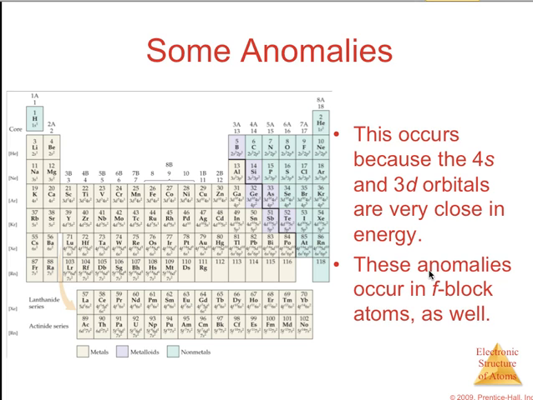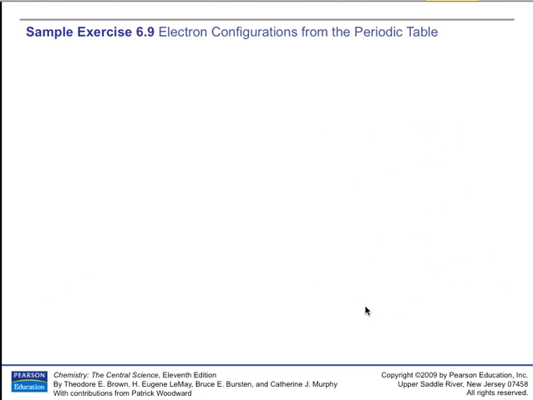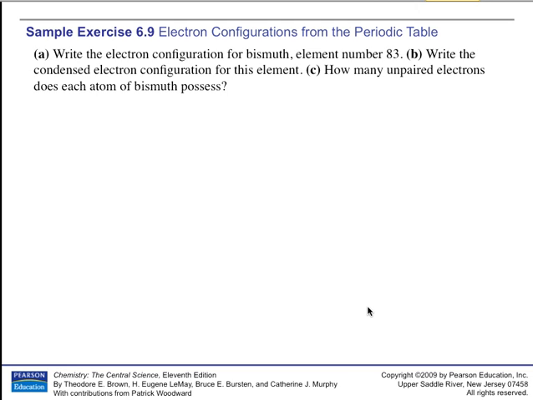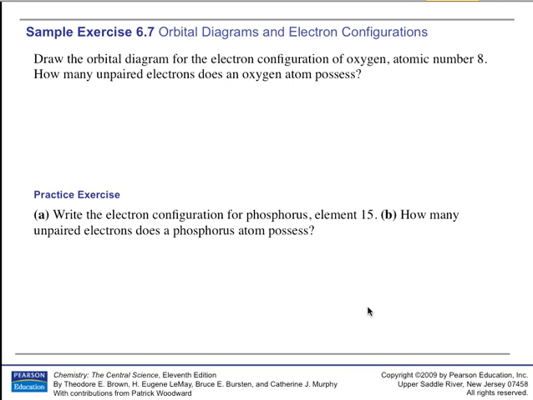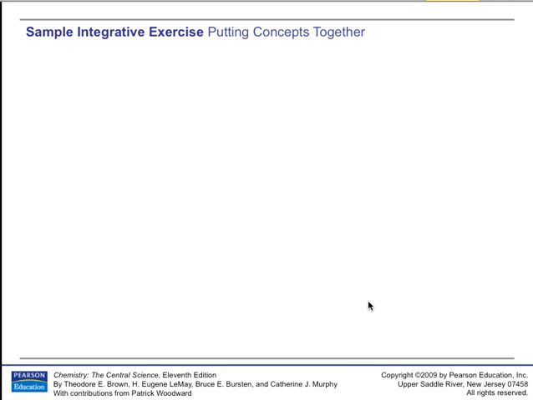Those same types of anomalies will occur in the f block atoms as well. And we'll do some of these for homework or classwork.